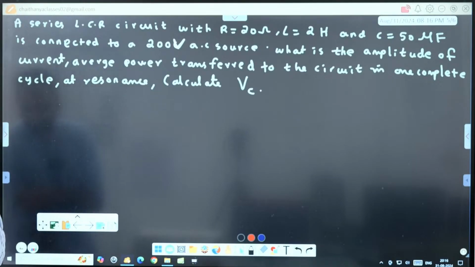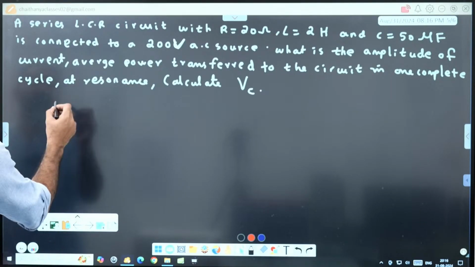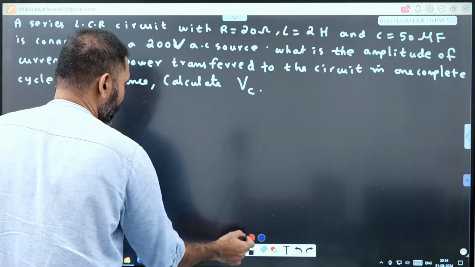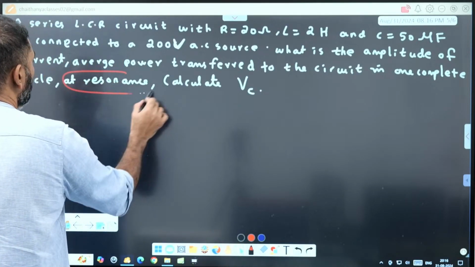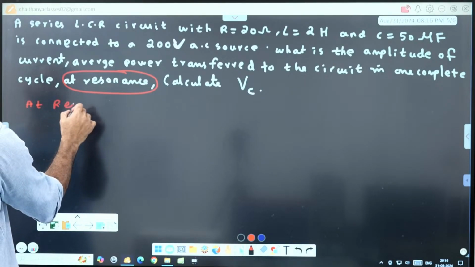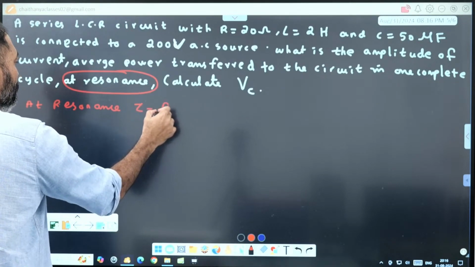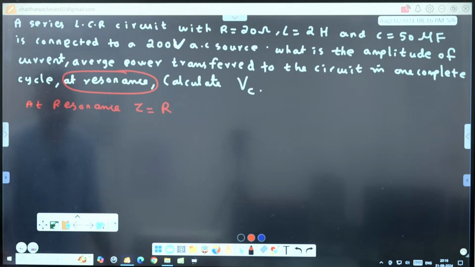Okay, this is our given question. It is a question from last year's CBSE question paper. Let us look at the data. First of all, they have given that at resonance. At resonance means what? Impedance equal to what? Resistance. That is the first point you should know.